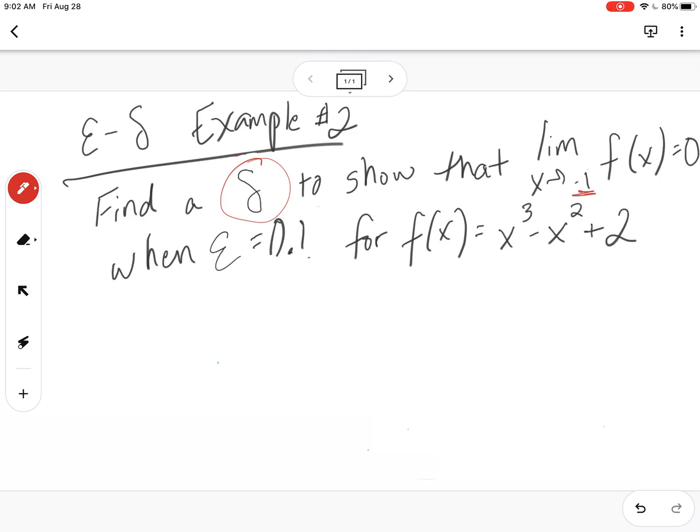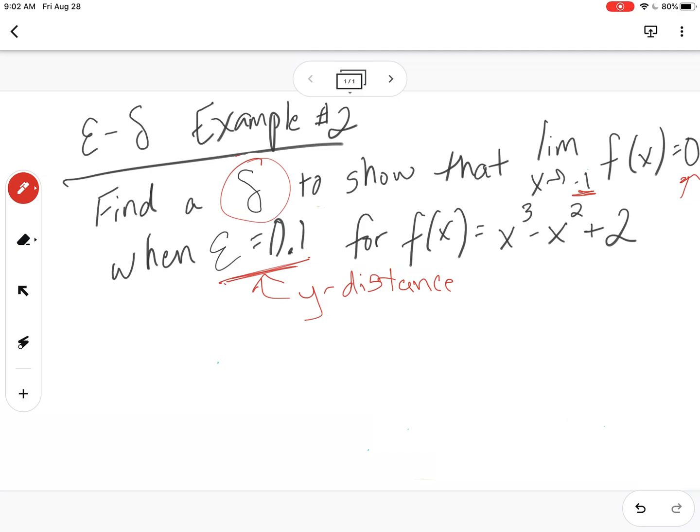equals 0. So in this case, we want our epsilon to be 0.1. Again, that's our y distance. That's how far away from 0 we want it to be. And we're going to use the function f of x equals x cubed minus x squared plus 2.